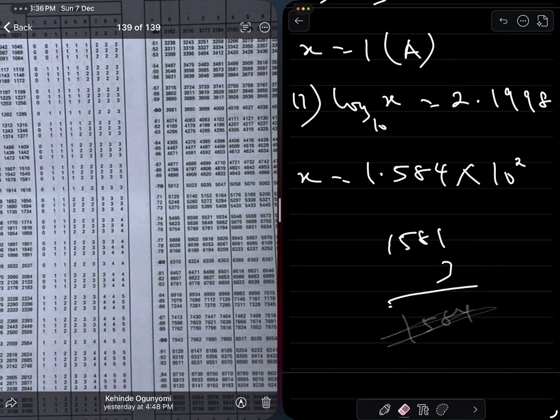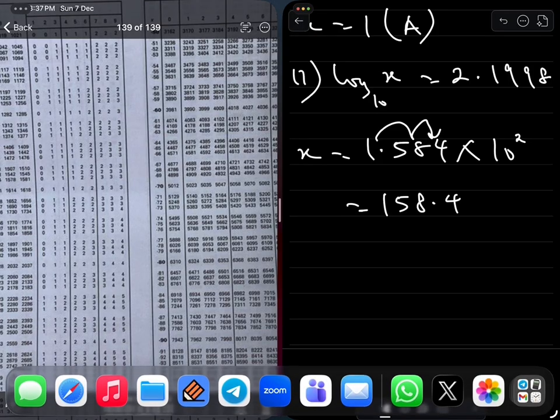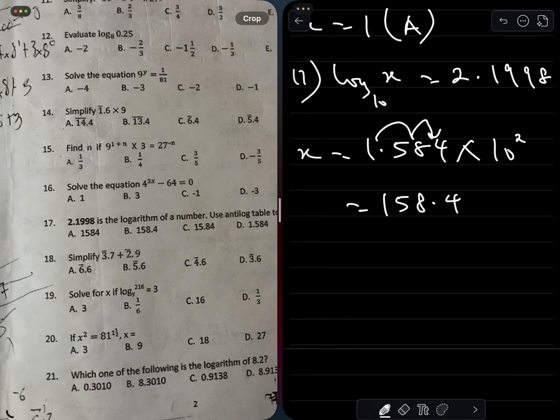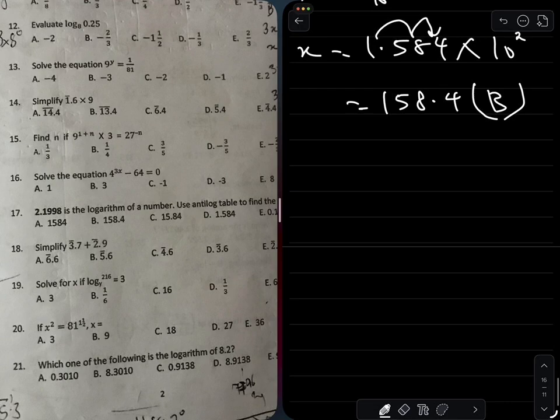Have you forgotten that? No, I've not forgotten. Times 10 to the power 2. And what does that mean? You multiply by 10 to the power 2. That means you move the decimal forward twice. You move the decimal forward twice: 1, 2. That's 158.4. Exactly. What's the option that matches that? That's option B. 158.4.